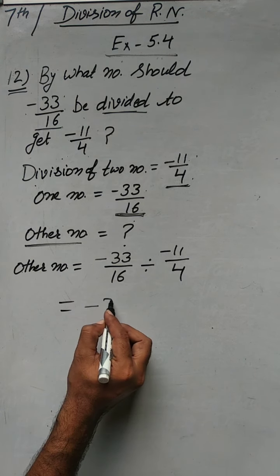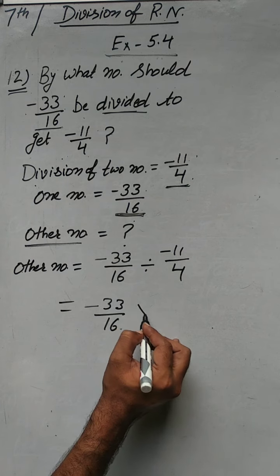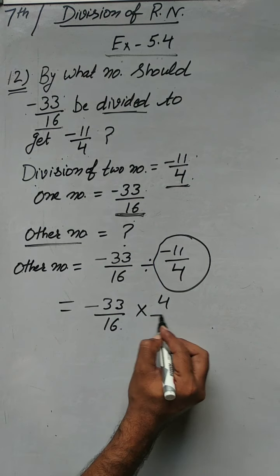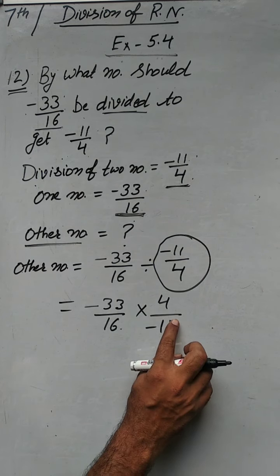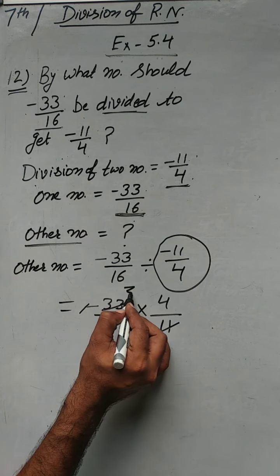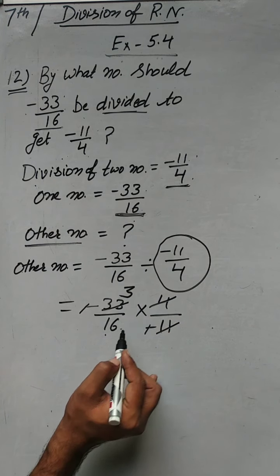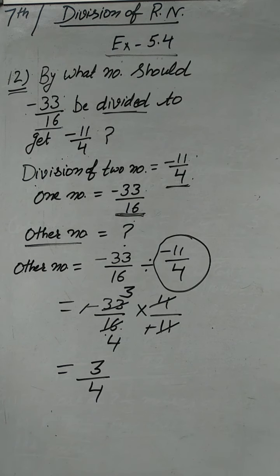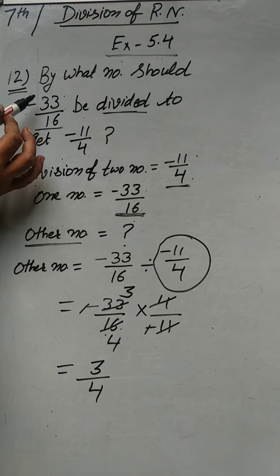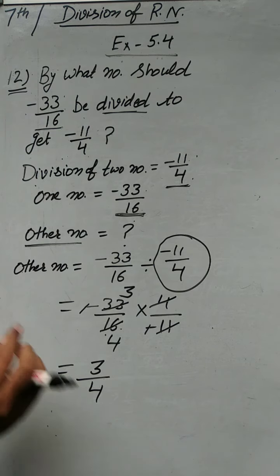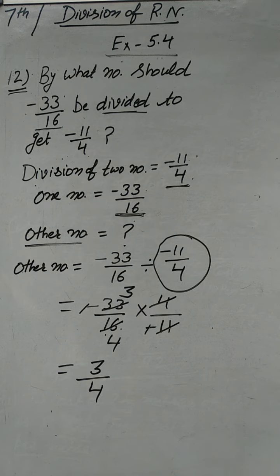Now, beta, simply we can solve it. Minus 33 upon 16, division will change into multiply, and reciprocal of minus 11 upon 4, beta, it will be equal to 4 upon minus 11, and minus cancels with minus. 11 3s are 33, and 16 can be cancelled on the table of 4. 4 4s are 16. So your other number is equal to 3 upon 4. Understood? Means you have to divide minus 33 upon 16 by 3 upon 4 to get minus 11 upon 4. Understood, beta?